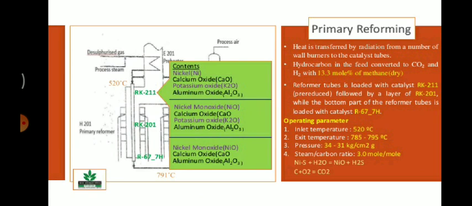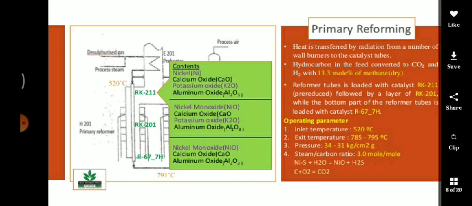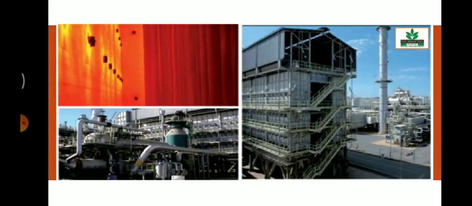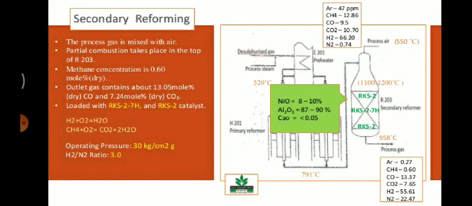The reformer tube is loaded with catalyst RK211, followed by a layer of RK201, while the bottom part of the reformer tube is loaded with catalyst R67. This is a picture where the process is occurring.